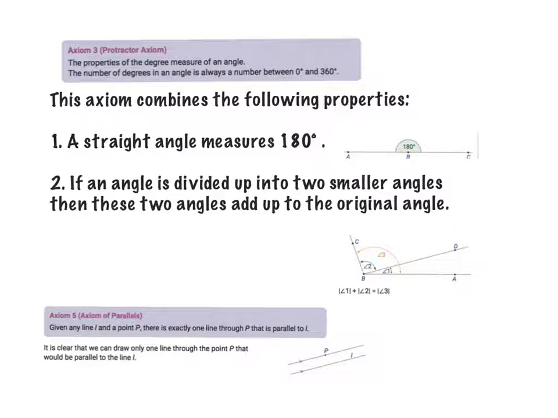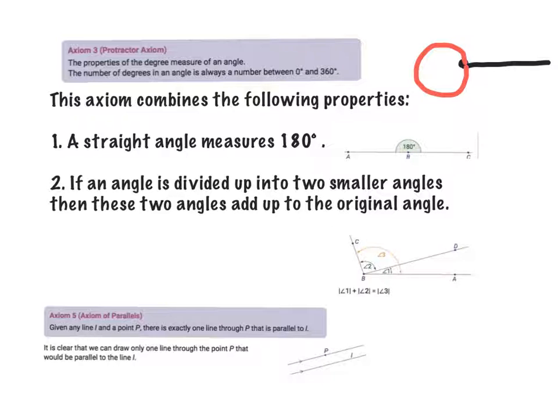Okay, so now we're going to have a look at axiom 3. And this says the properties of the degree measures of an angle. Okay, so it's basically all about angles. And then it says here the number of degrees in an angle is always a number between 0 and 360, okay? And I know that last week you learned that there was such a thing as a full angle. And in the full angle, like this, the degrees is 360, okay? And we can't have more than 360 degrees, okay? So the number of degrees in an angle is always between 0 and 360.